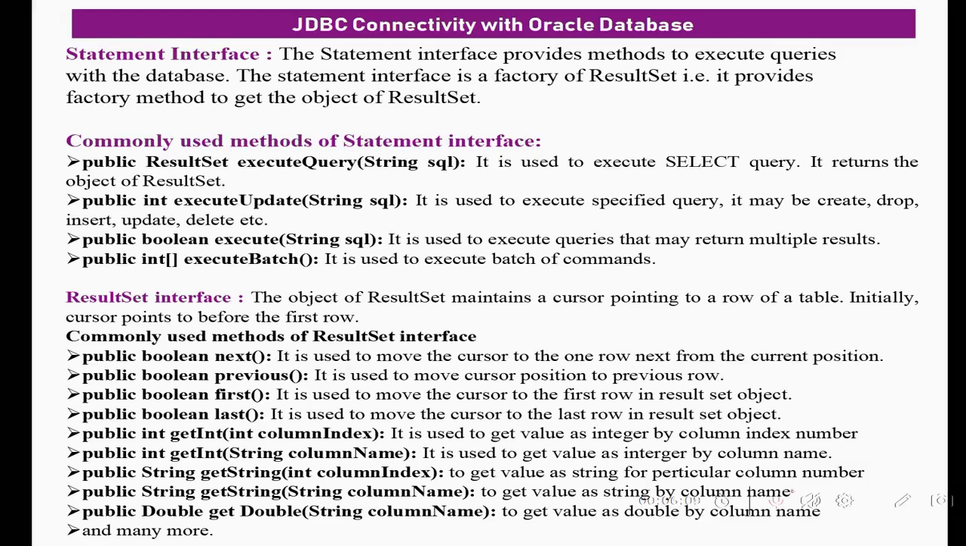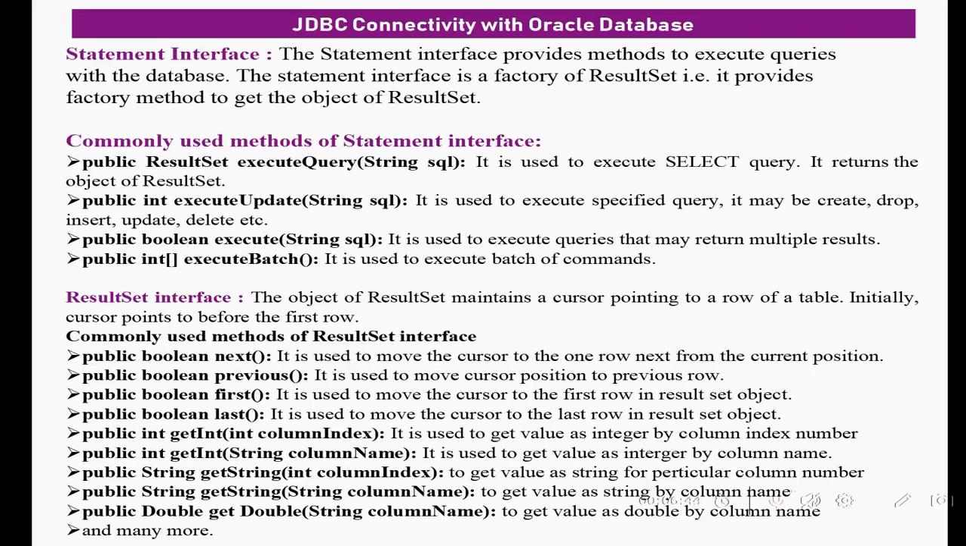Now to get data, we have methods in ResultSet. So what are these? Public int getInt(int columnIndex). It is used to get the value as an integer by column index. Column index means 1, 2, 3, 4 like this. Or we can directly fetch the value by the column name, that will be public int getInt(String columnName). It is used to get the value as an integer by column name.